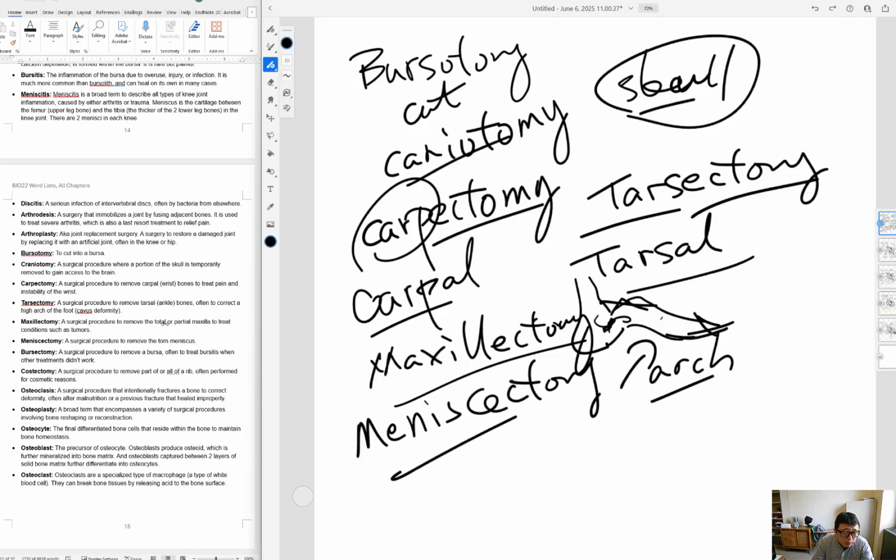Meniscectomy, take away the meniscus. Why do you take away the meniscus? The meniscus is damaged, and then you replace it with an artificial joint. Bursectomy, take away the bursa. Sometimes it's because it's too inflamed, and theoretically it's okay if you lose one or two bursa. If they continue to have inflammation in the bursa, you take it away.